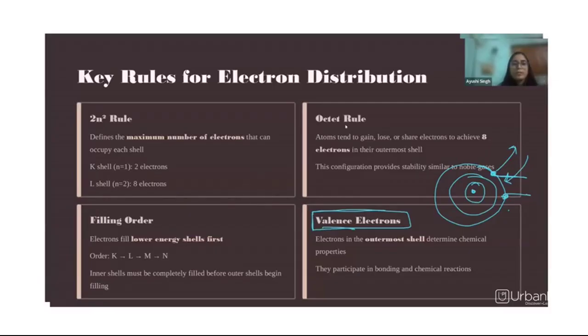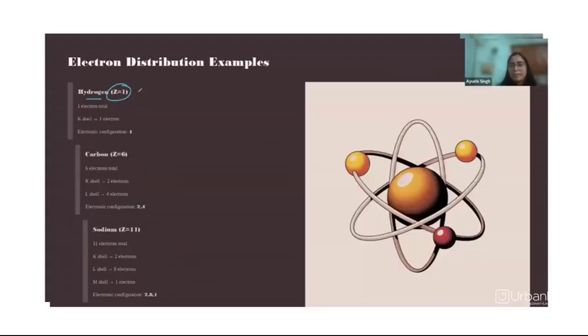Now, for example, let's take the example of hydrogen. The hydrogen atomic number is Z equals 1. So only 1 electron is there. If this is the nucleus of hydrogen, this will be the electron, 1 electron in the outermost shell, and that is 1 shell only, because there is no need for another shell.